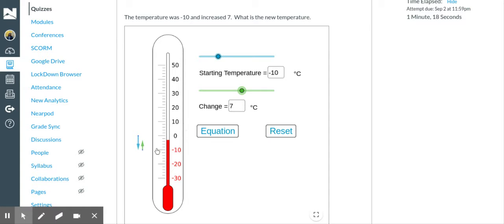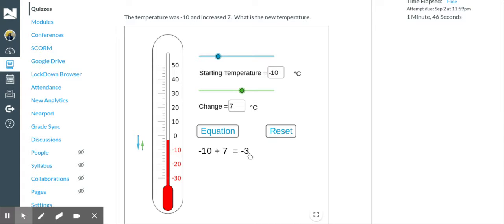And I can look over here and I can see the blue one moved me down to -10. So I started at 0 and it went down to -10. And then the green line shows me going up 7. And I can look and see what that line is at. It's kind of hard to read. So if you push equation, it will actually create an equation. We started at -10 and we increased 7, and that equals -3.